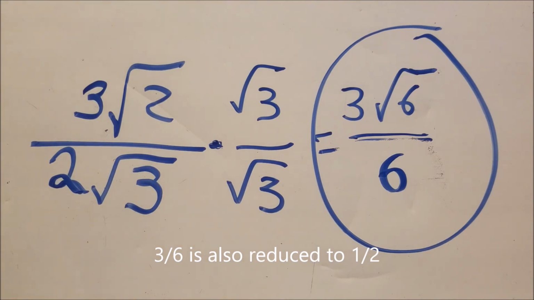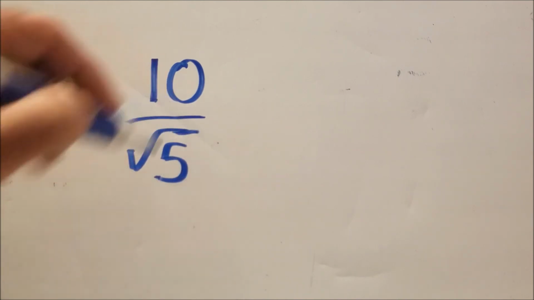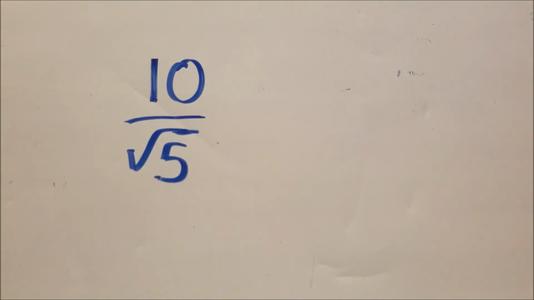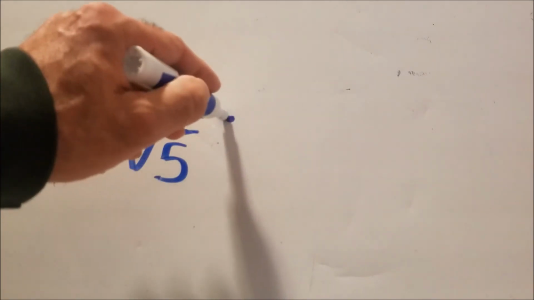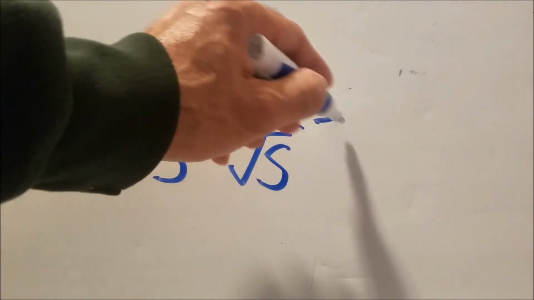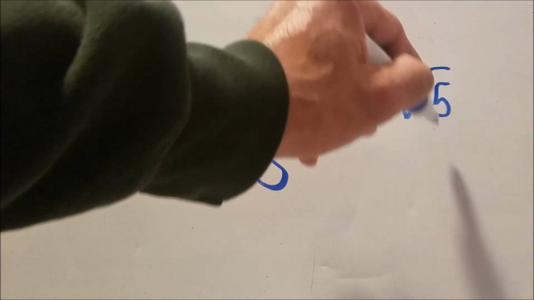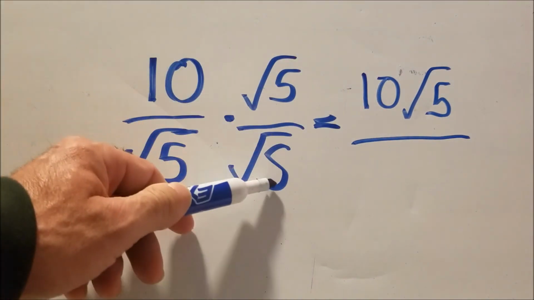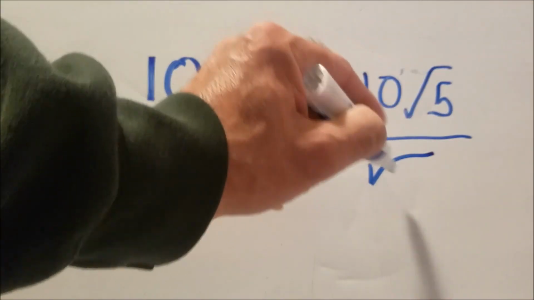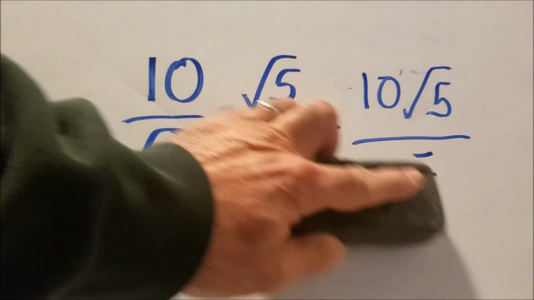Let's do a few more. What if you had 10 over the square root of 5? How would you rationalize that? Again, you multiply by the square root of 5. So this will be 10 square root of 5. And the square root of 5 times the square root of 5 is the square root of 25. Right? And what's the square root of 25? 5.